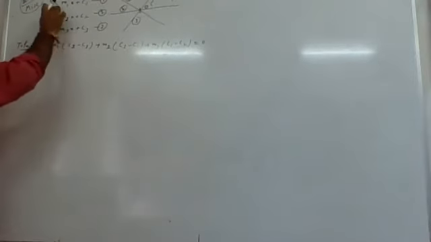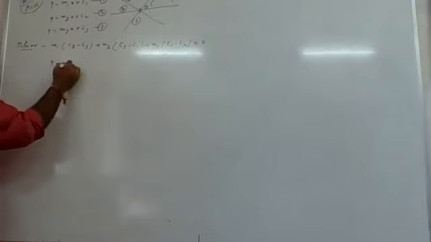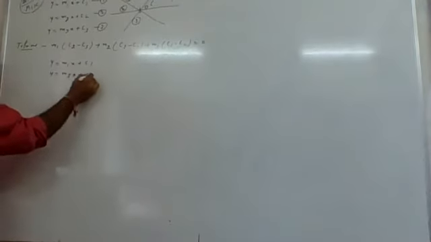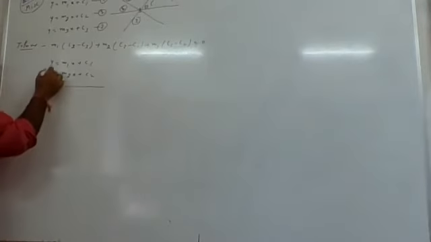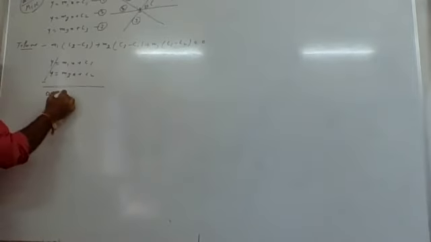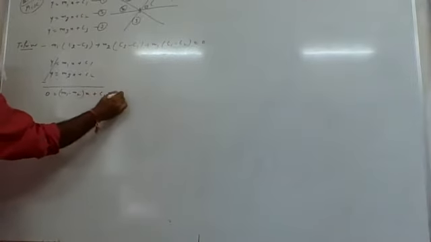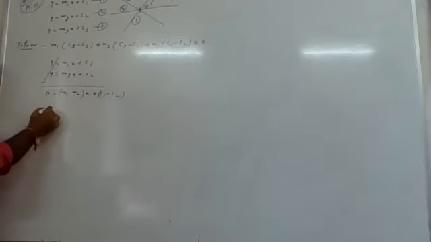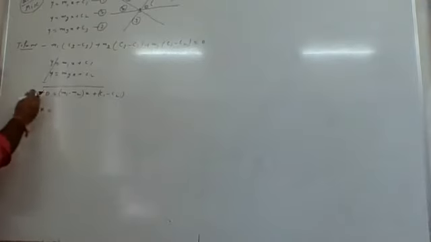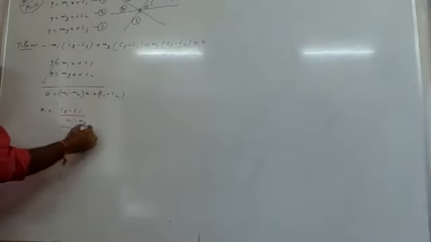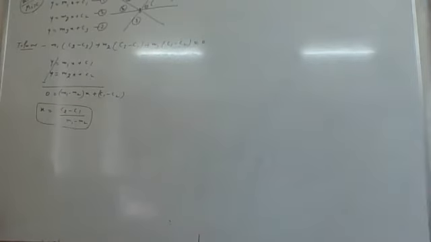So my first equation is y is equal to m1x plus c1. The second is y is equal to m2x plus c2. So subtract. It goes 0, m1 minus m2 times x plus c1 minus c2. So x is equal to, take it to that side, (c2 minus c1) upon (m1 minus m2). This is the value of x. Now, put the value of x in equation 1 to get y.